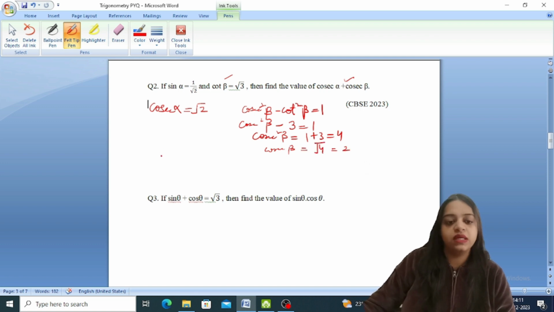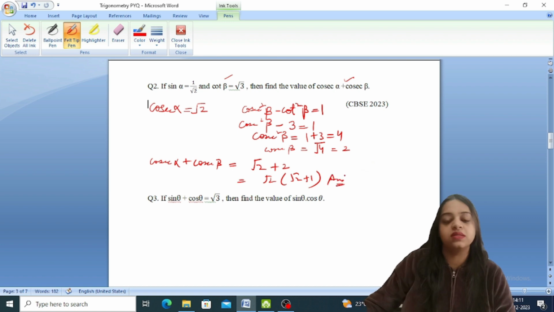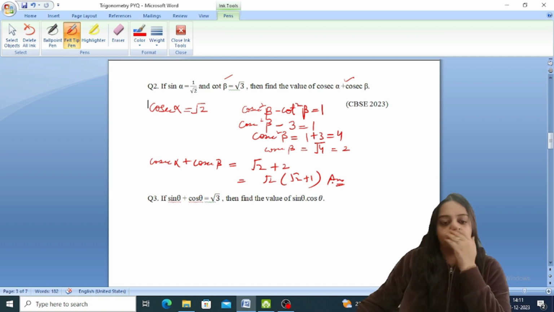Now we have cosecant alpha and cosecant beta. So we can easily find cosecant alpha plus cosecant beta, which is root 2 plus 2. Taking out root 2 common, it's root 2 plus 1, and this is your answer. Move to the next question now.